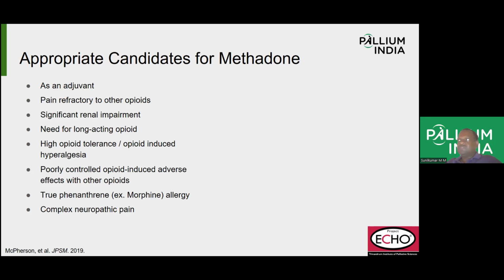And if the patient has complex neuropathic pain, so we saw the first patient who had Ewing sarcoma. She had compression of nerve roots and extension of tumor in the pelvis, which caused complex neuropathic pain. In such patients, methadone might be useful. So these are the indications to start a patient on methadone.